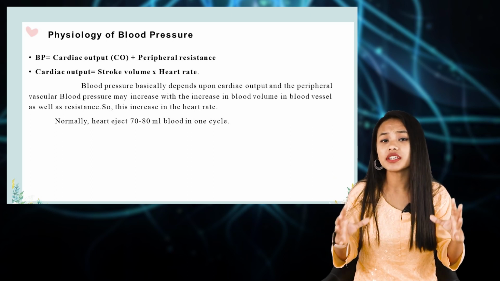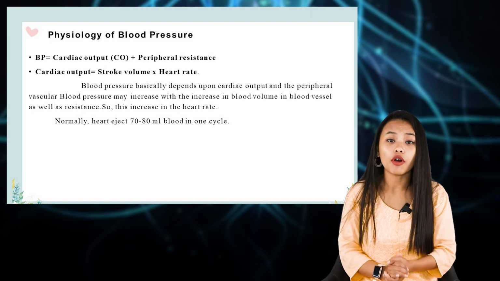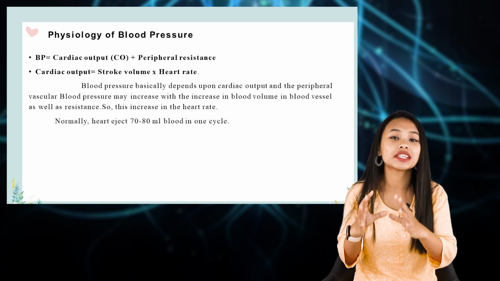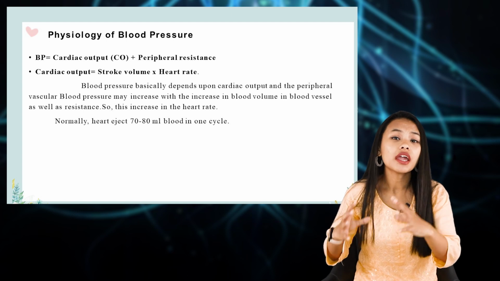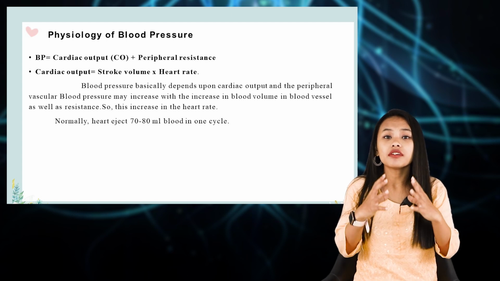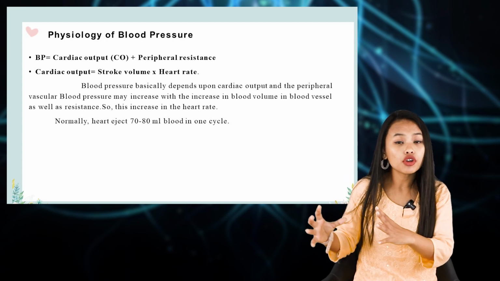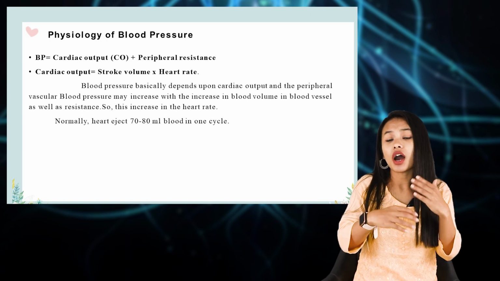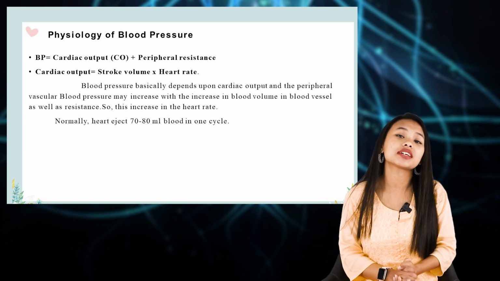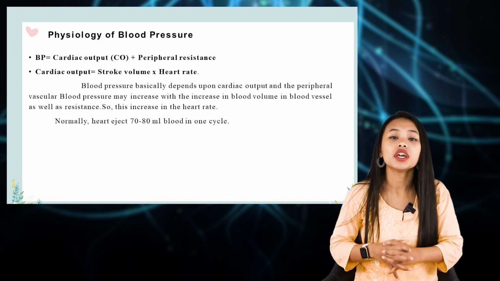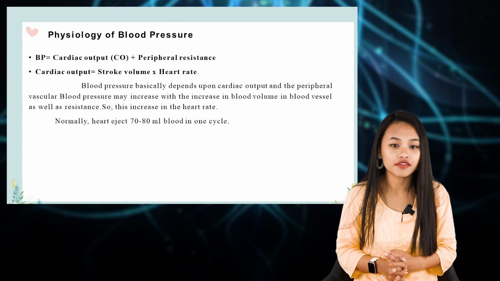So here normally the stroke volume of an individual is 70 to 80 ml. So if the stroke volume of an individual is higher or lower than this, then this can lead to fluctuation in the blood pressure of an individual.